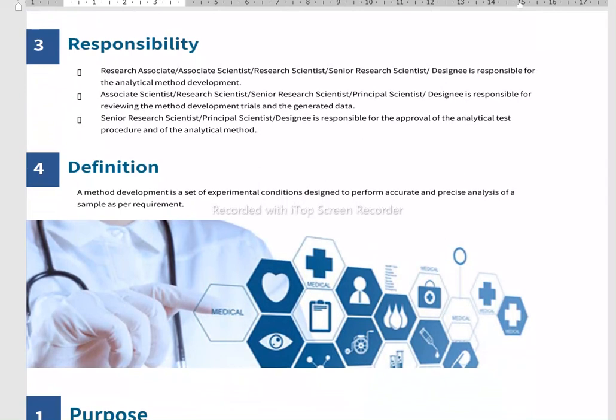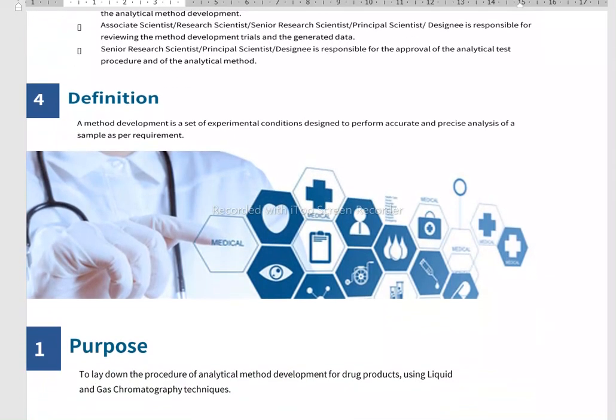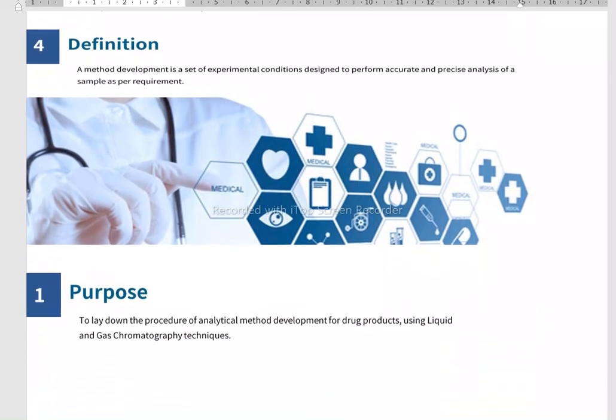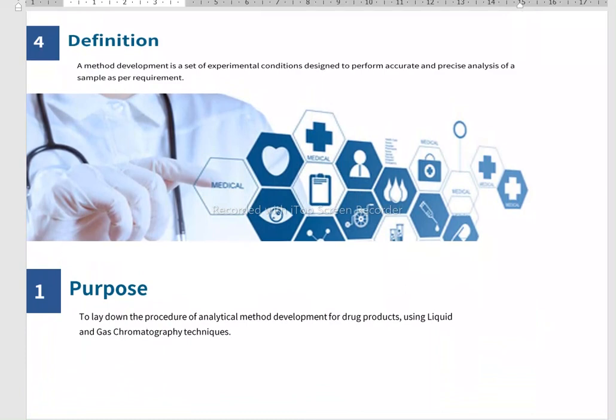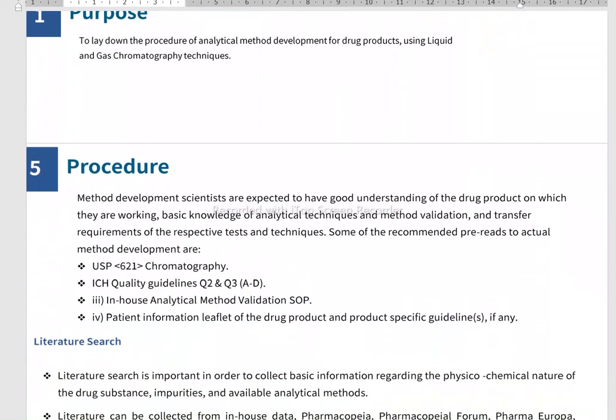Okay friends, what is the definition of analytical method development? A method development is a set of experimental conditions designed to perform the accurate and precise analysis of a sample as per the requirement. What is the purpose of the method development? To lay down the procedure of analytical method development of a drug product or drug substance using liquid or gas chromatographic technique.